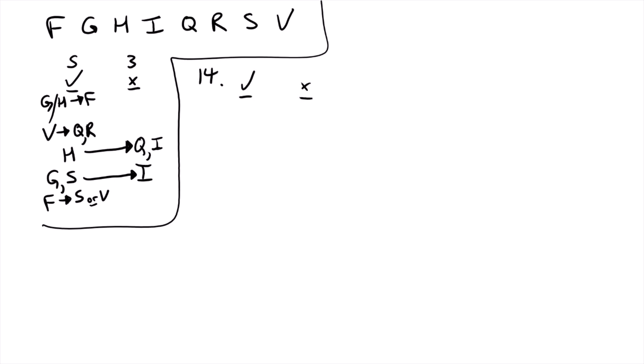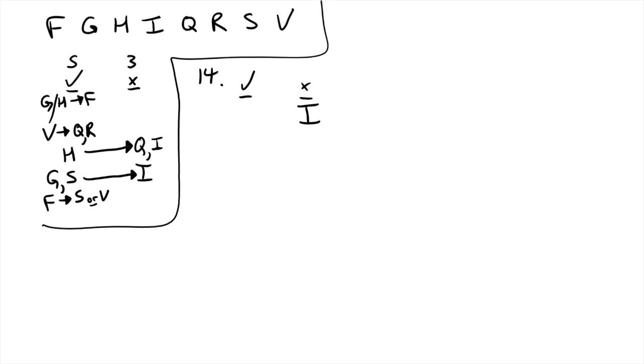Number 14, if I is not selected, then each of the following pairs could be among the selected paintings except. So first things first, we make the if true and we look for inferences. So we know that in this question, we're going to be putting I as one of the not selected variables.